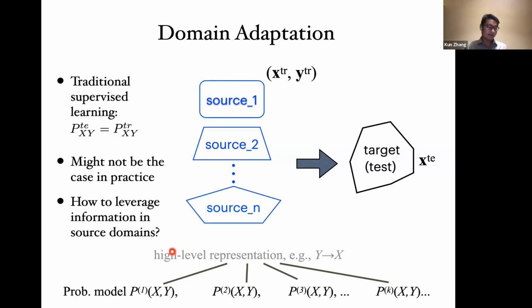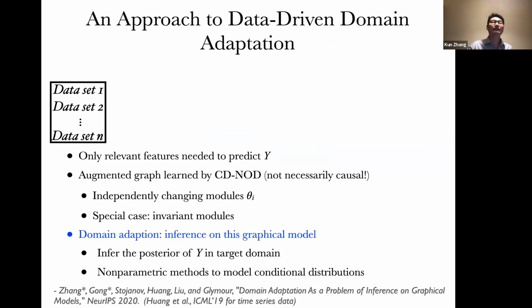So for instance, here, you have to assume that there's a high-level representation which is stable, and then consider this one as a bridge, and then you can just jump from one distribution to another via the bridge. Okay. In other words, some general representation will be very essential if you would like to do automated domain adaptation.